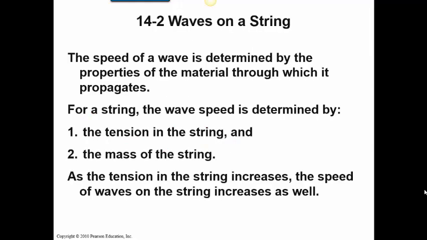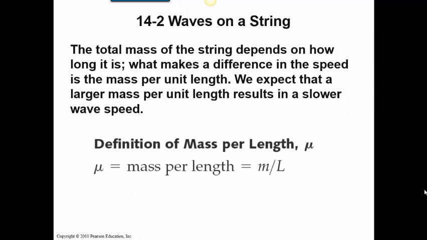The speed of the wave is determined by the properties of the material through which it propagates. For a string, the wave speed is determined by the tension in the string and the mass of the string. As the tension in the string increases, the speed of the waves on the string increases as well. The total mass of the string depends on how long it is. What makes a difference in the speed is the mass per unit length. We expect that a lower mass per unit length results in a faster wave speed.